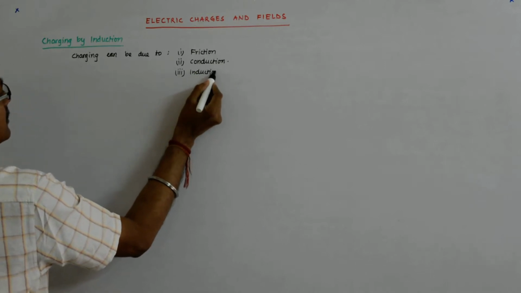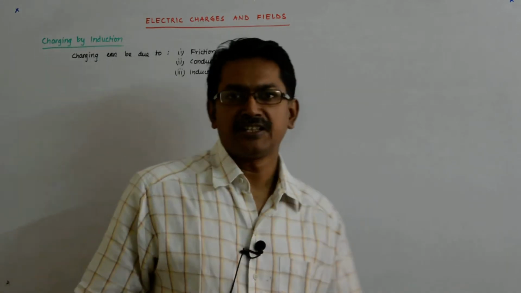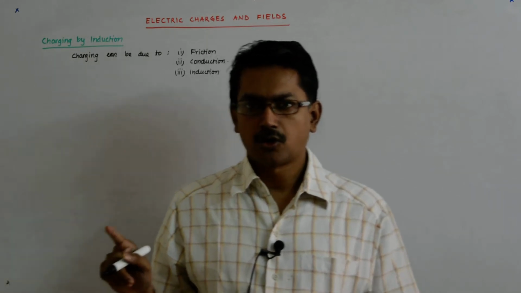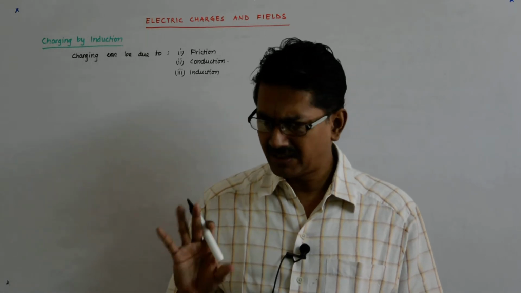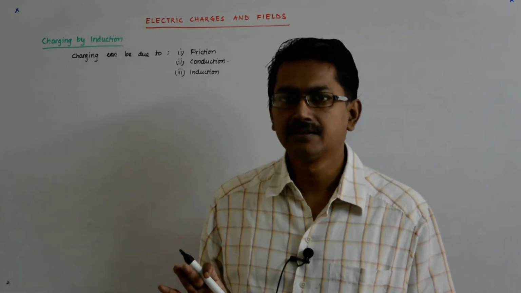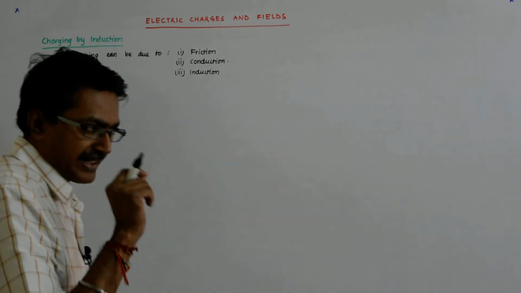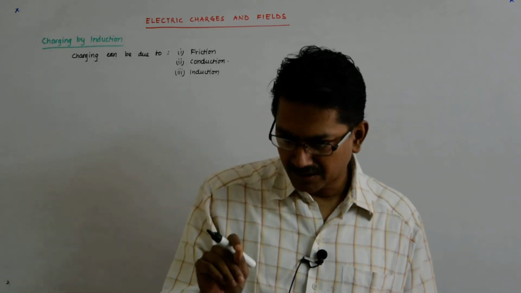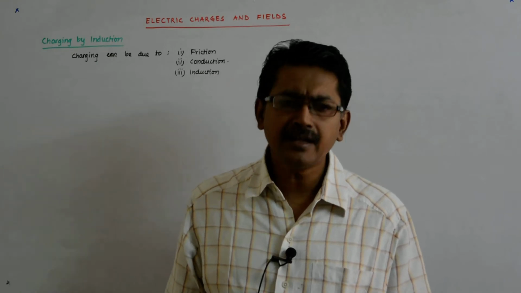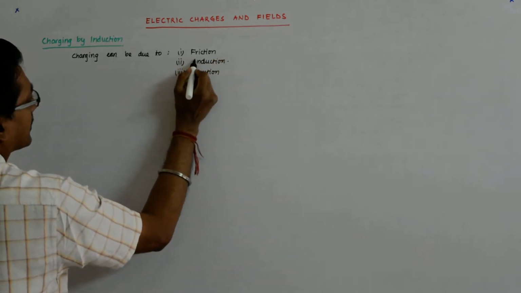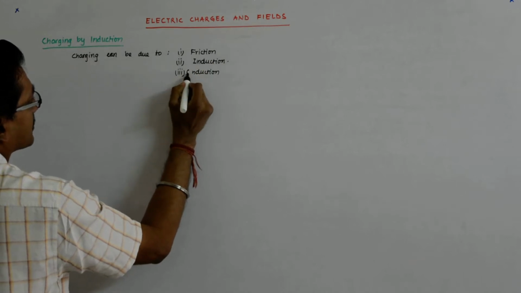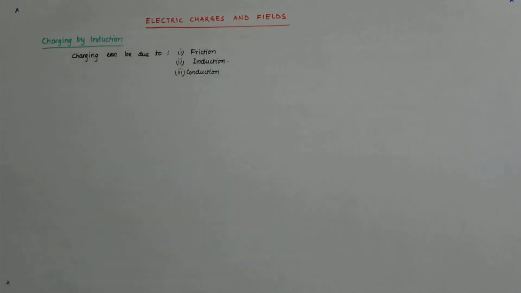What is conduction? You touch a positively charged rod onto a conductor, and the conductor itself gets positively charged. We will come to that after induction also. If you touch a negatively charged rod to a conductor, the conductor becomes negative. That is charging by conduction. So there is charging by induction and charging by conduction. This we'll see later. Friction we have seen, so we come to induction.